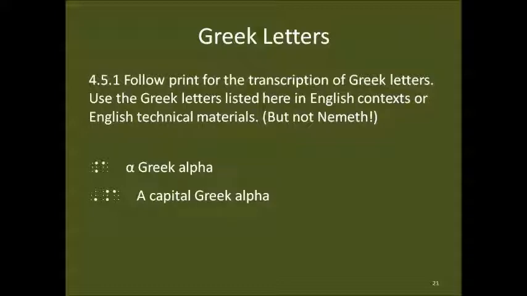So be careful. In UEB then, we have Greek alpha, lowercase, dots 4, 6, which looks a lot like the Nemeth ones, but in Nemeth, the rules of when to use them are different. And then capital Greek alpha uses the capital indicator, dot 6. Then our Greek modifier, which is part of the letters in UEB terms, comes after the capital indicator, right next to the letter it applies to. So we have dots 4, 6, and then our A. In Nemeth, the capital indicator and the Greek indicator are the other way around.